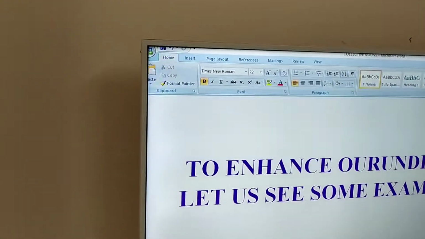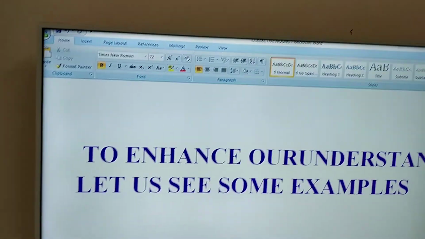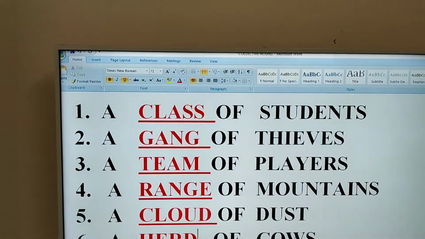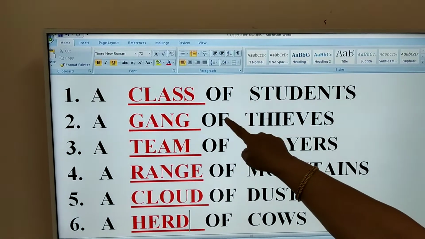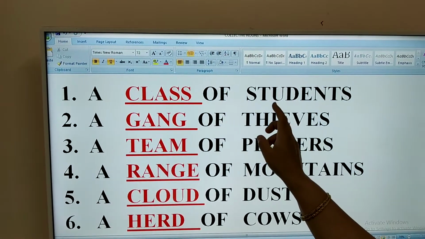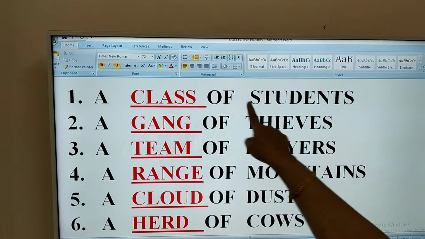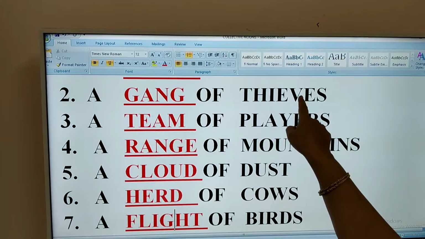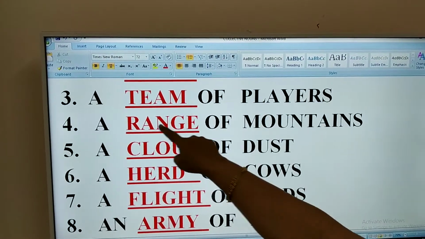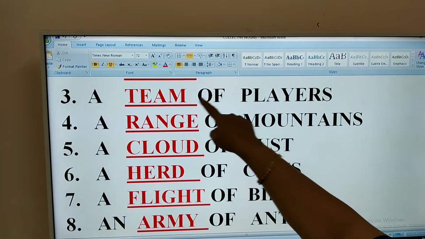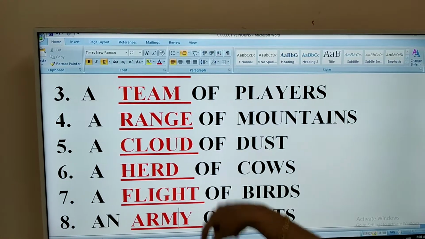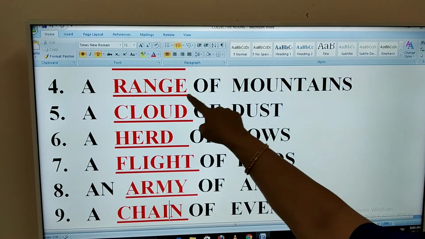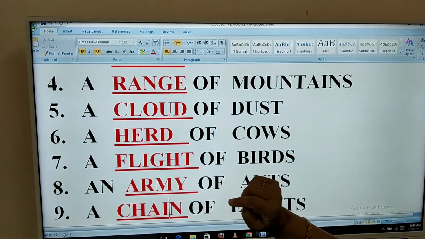To enhance our understanding, let us see some examples. First is a class of students. When students are in a class, it's known as a class of students. Then we have a gang of thieves. Then a team of players. So team is a collective noun. A range of mountains. Range here is a collective noun.